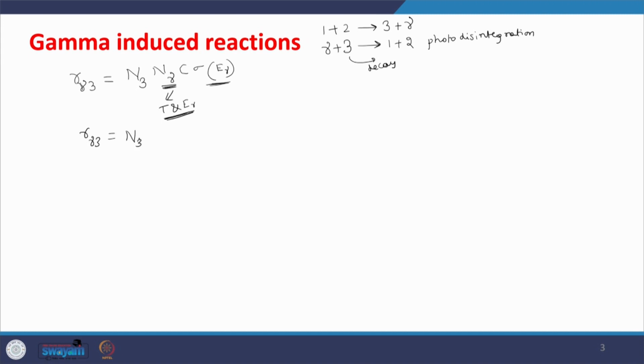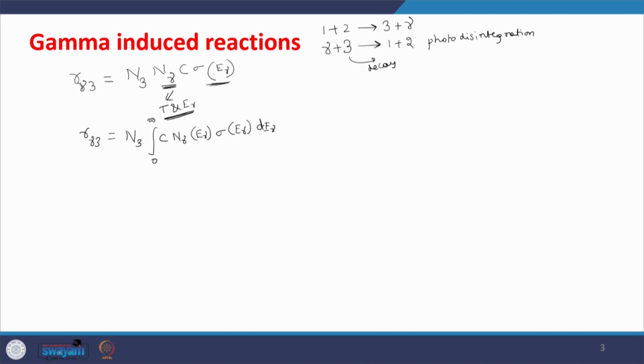Of course, N3 remains the same. Now, this N gamma, because of its dependence on temperature and energy of the gamma, has to be taken inside the integral, okay, and when you write it like that, it looks like this. So, velocity c, number density of gamma, which is a function of E gamma, and sigma also as a function of E gamma, and dE gamma.